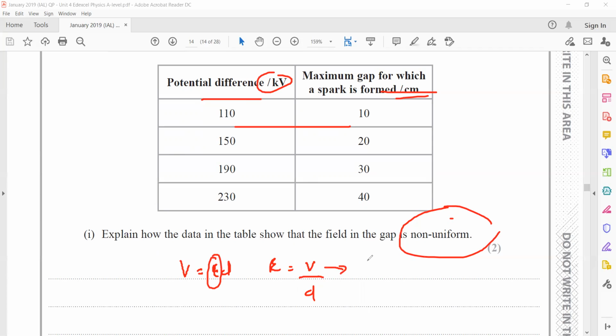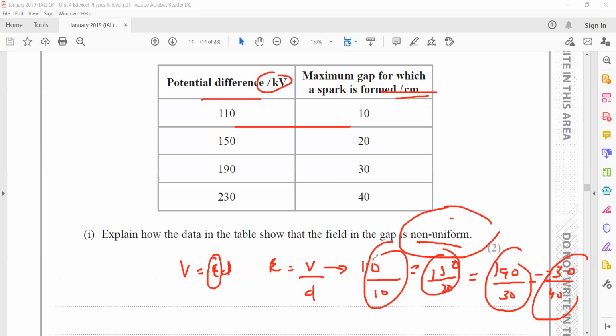I will take the values, like the ratio 110 over the gap. Even if I do not convert the units, it will not make a difference, because I want to show that it is not constant. So I take the ratio of the first value, compare it with the ratio of the second value, then the third, and then the fourth value, which is 230 divided by 40. What I will find is that the ratio is not constant, because the ratio between voltage and distance between the plates is the electric field strength.